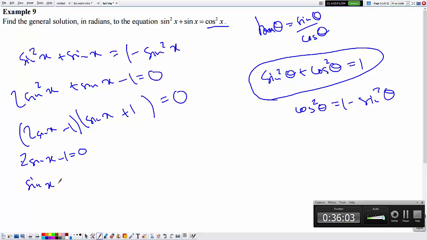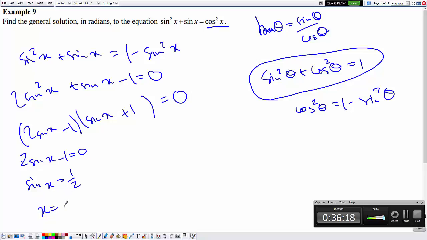That's the same as sine x equals a half. Do inverse sine of a half. That gives me x equals inverse sine of a half. We're working in radians, so if you did it in degrees it would be 30 degrees, which is pi over 6.